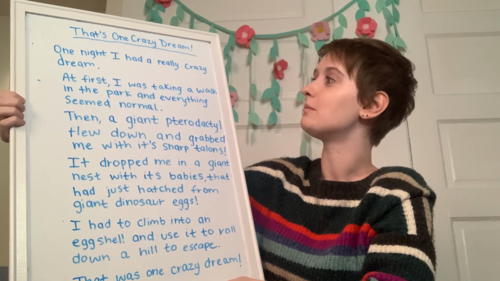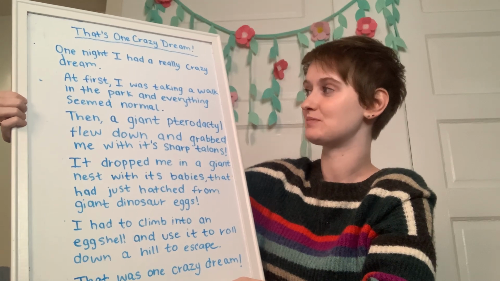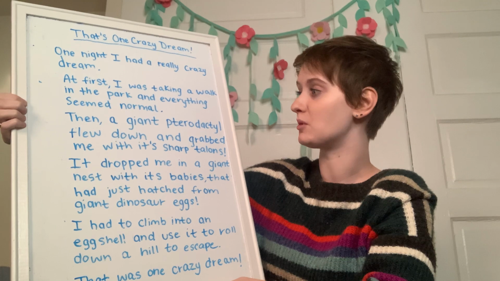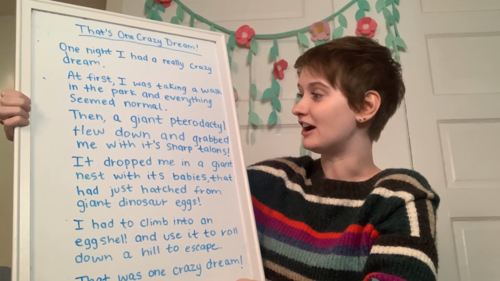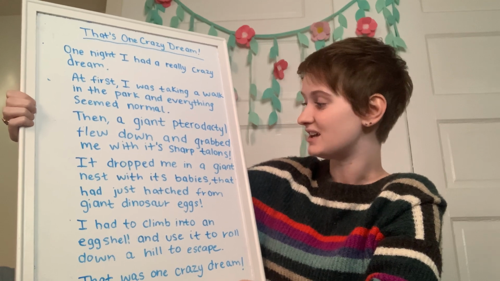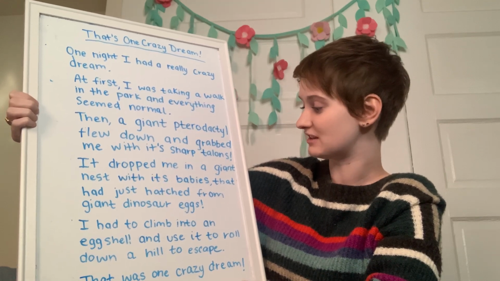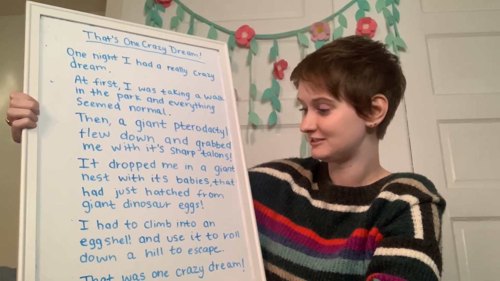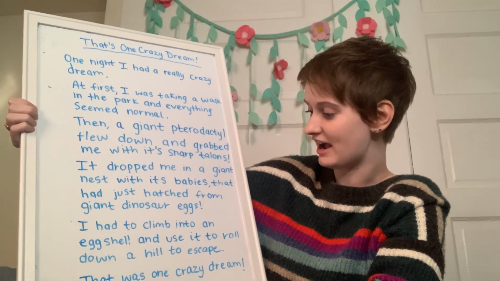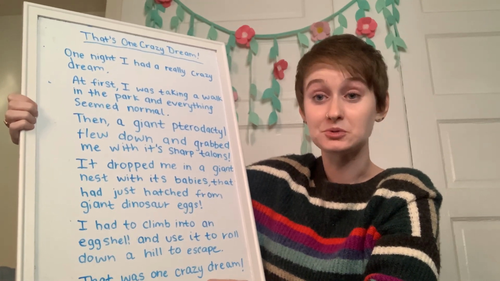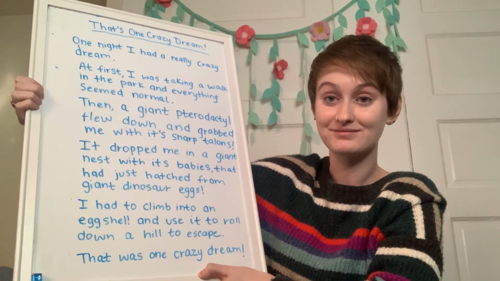So I say, "One night I had a really crazy dream. At first, I was taking a walk in the park and everything seemed normal. Then a giant pterodactyl flew down and grabbed me with its sharp talons. It dropped me into a giant nest with its babies that had just hatched from giant dinosaur eggs. I had to climb into an eggshell and use it to roll down a hill to escape. That was one crazy dream."